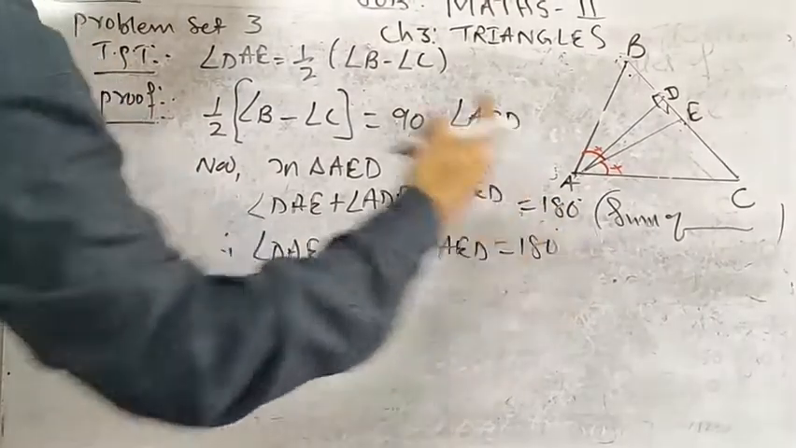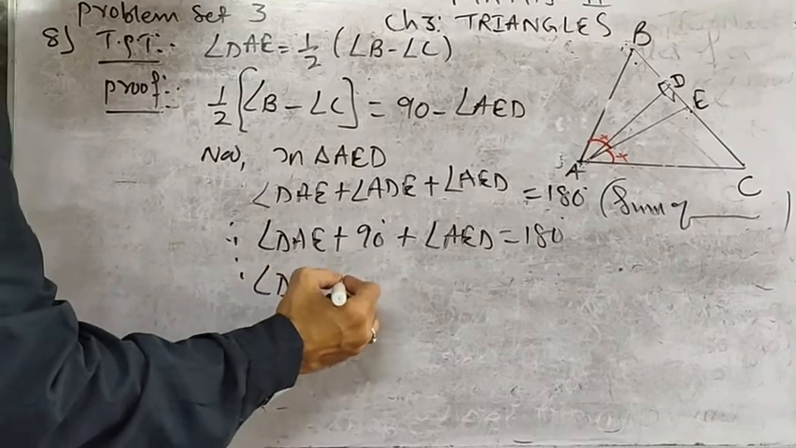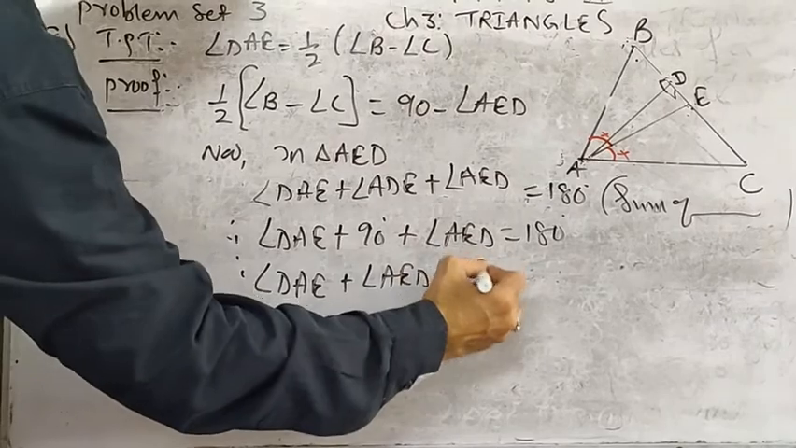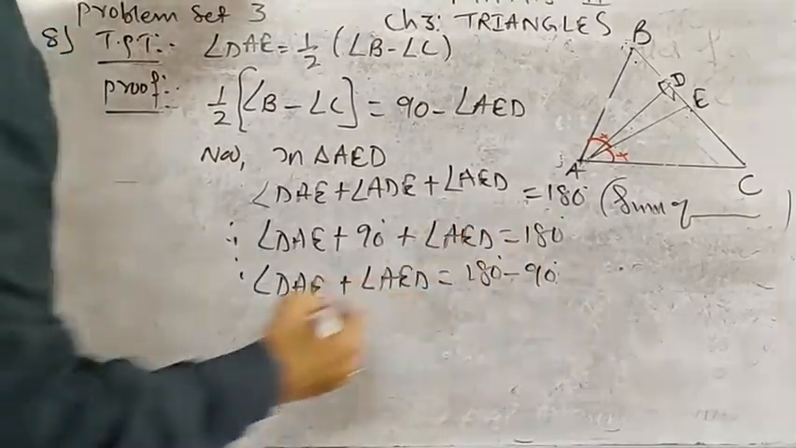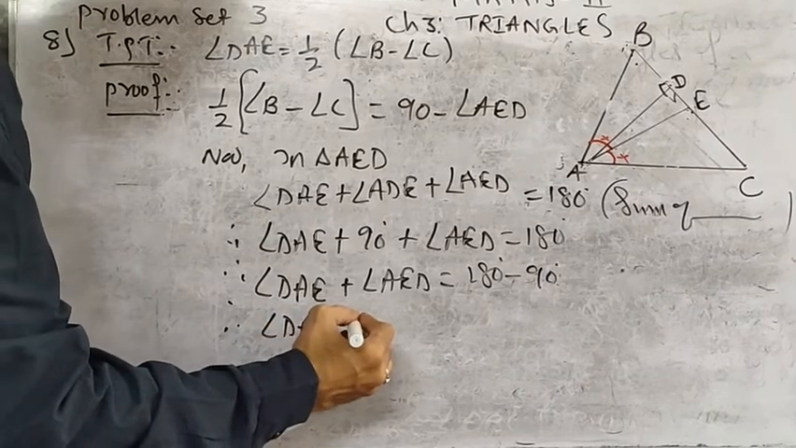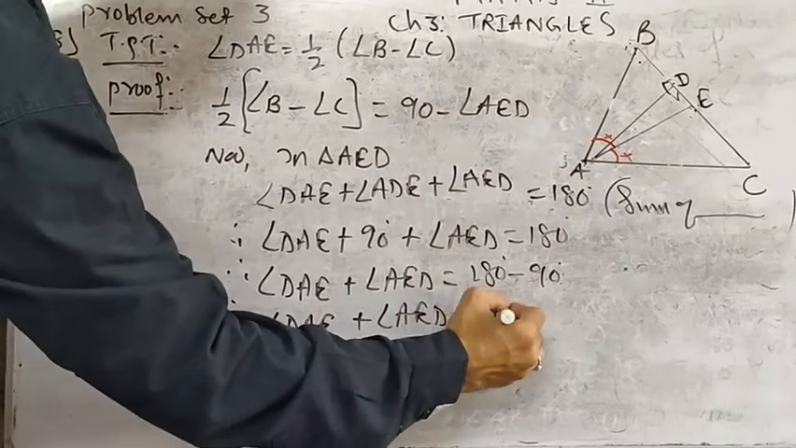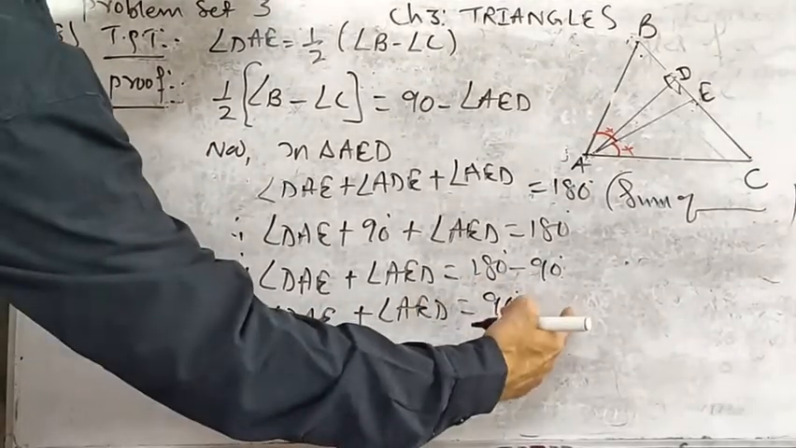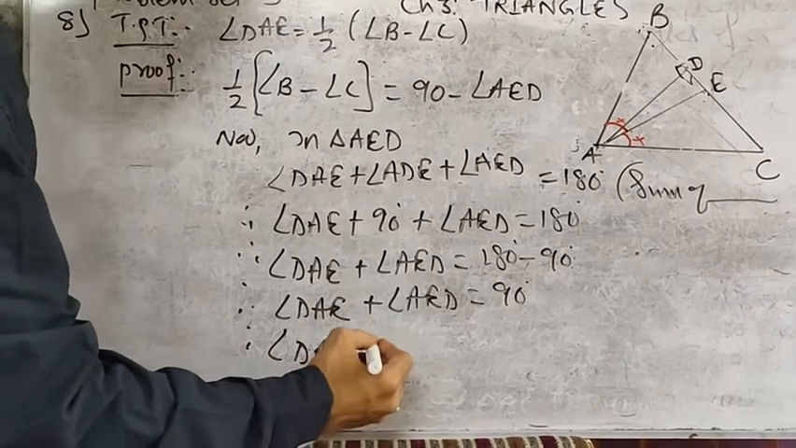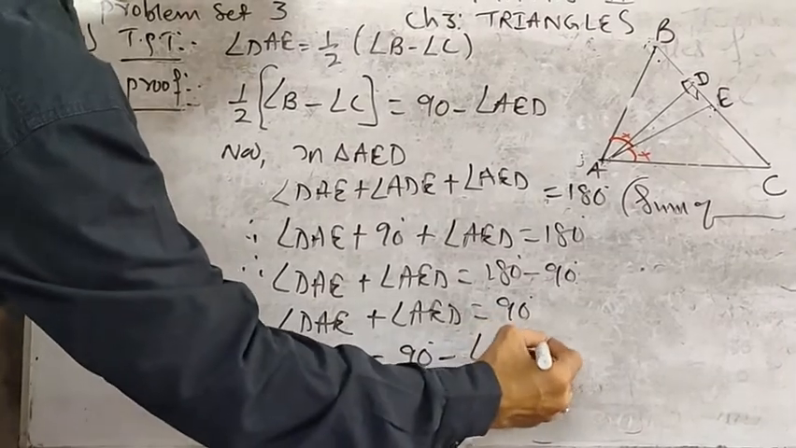90 will go there, becomes minus. Therefore angle DAE plus angle AED is equal to 180 degree minus 90. You will get angle DAE plus angle AED is equal to 90. Now this will go there, becomes minus, and therefore angle DAE is equal to 90 degree minus angle AED.